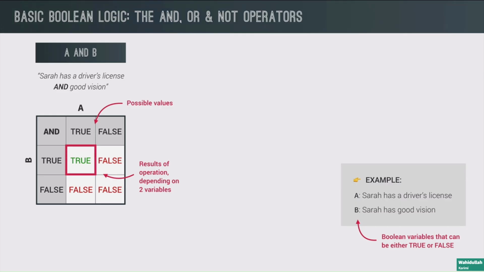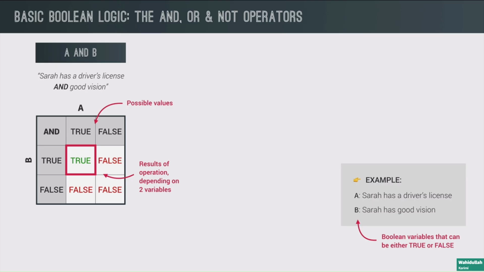And that makes sense, right? After all, it's called the AND operator. And so again, what the AND operator does is to return true only if both A and B are true. In all other situations, if either A or B are false, then A and B will also be false.